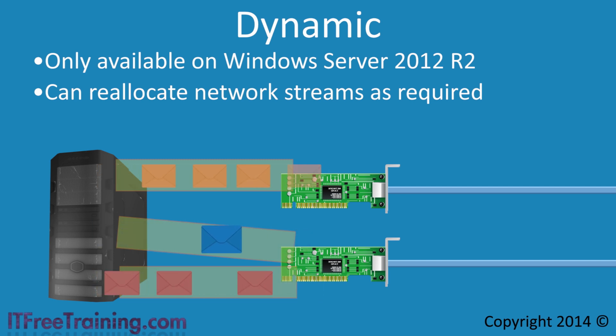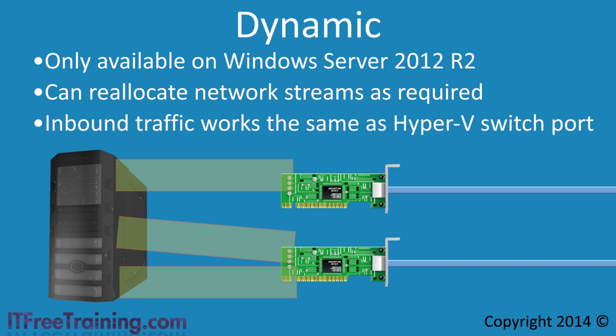Notice that the network traffic is now more evenly distributed. Traffic can only be redistributed based on network streams. If you have one stream sending 90% of the traffic from a server, you will still have 90% of traffic traveling over the one network card.